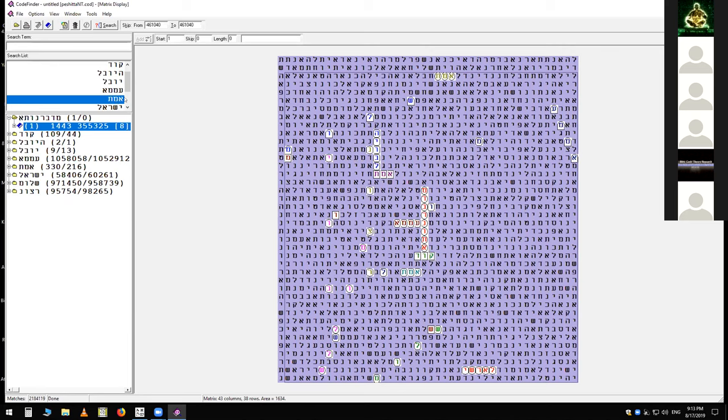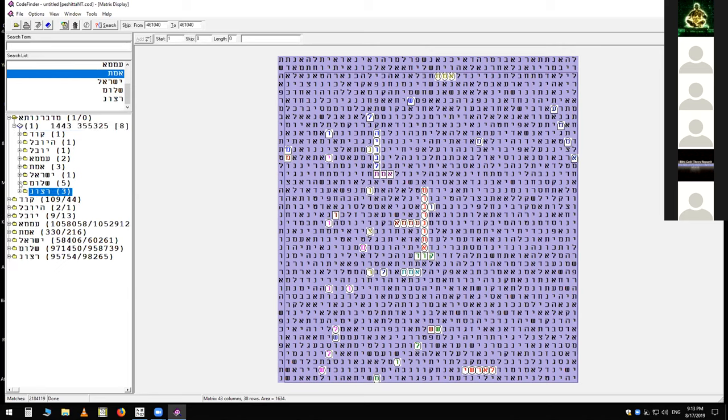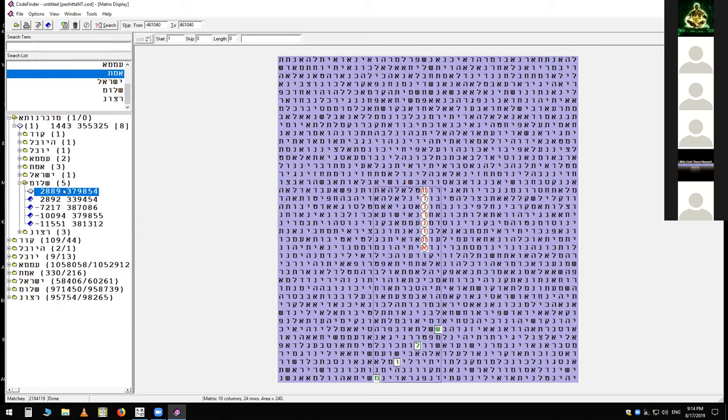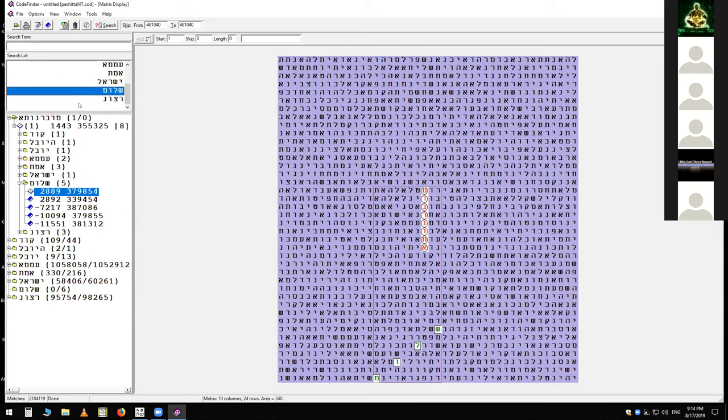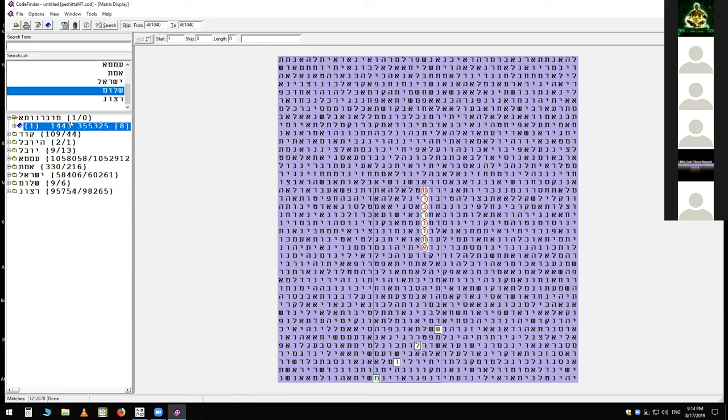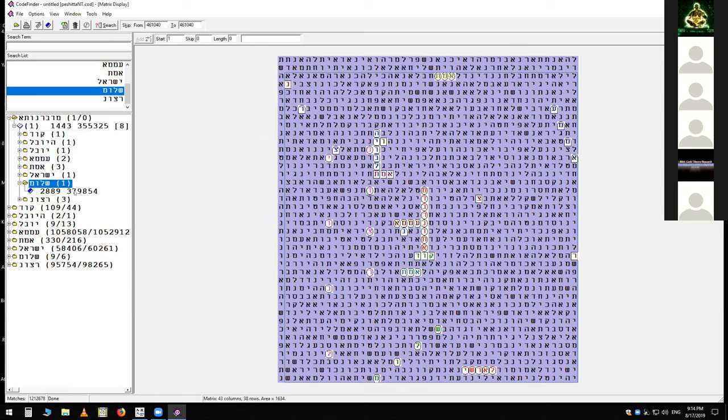Let me fix this one here. So, 2889. So what I'm doing is I can fix this so it doesn't keep showing all the results every time. So you can fix the number in its settings. And now when I search again, it only brings up that one down here. So now you have the word acceptable right next to the word, the Yobel.